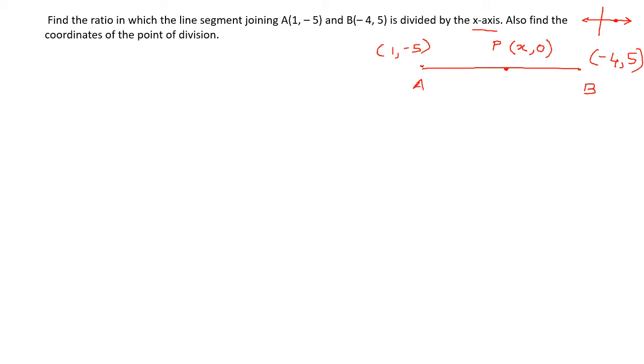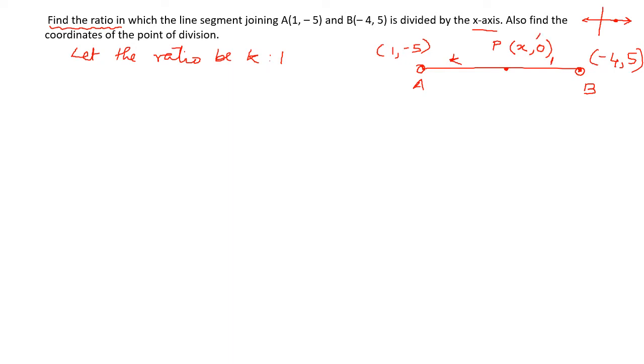Now you have to find the coordinates of the point of division. First thing is to find the ratio. We'll start with: let the ratio be k is to 1. Here we have the point A, here we have the point B. Those two are connected to form the line segment AB, and it is divided by the x-axis at the point P. Then let the ratio be k is to 1. So let this be k and let this be 1.